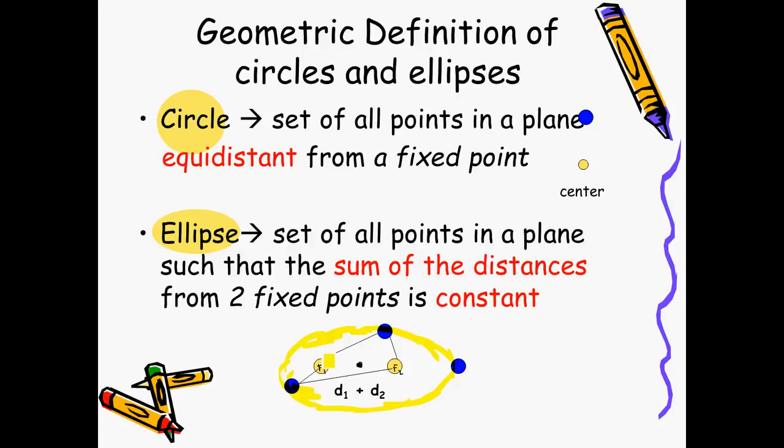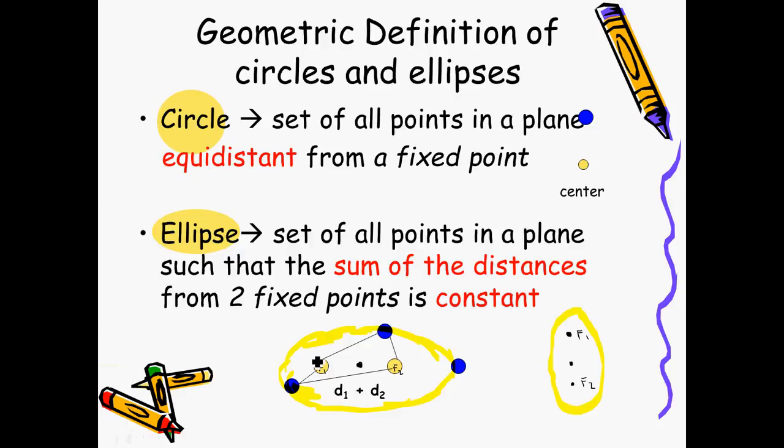If your focal points are horizontal, your ellipse will be long in the x direction. But if your focal points are vertical, if this is focal point 1 and this is focal point 2, my center's halfway in between there, the set of all points whose sum of distances is constant from those 2 focal points is a vertical ellipse.